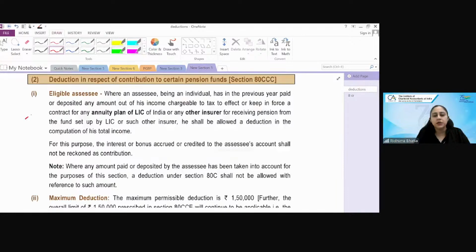So a less sort of question comes from it. Good evening, Mitali. From 80CCC. Now, this is also regarding annuity plans of LIC. If you're making premiums into annuity plans of LIC or any other insurer, you will get a deduction under this.